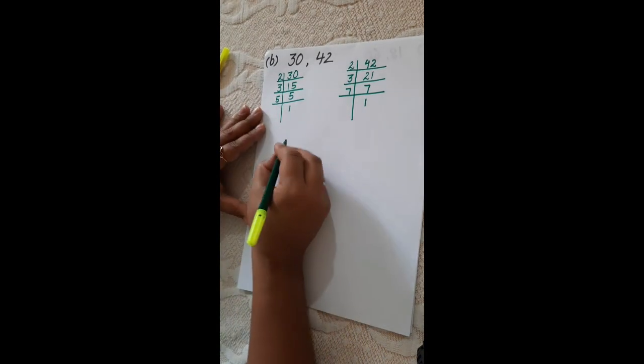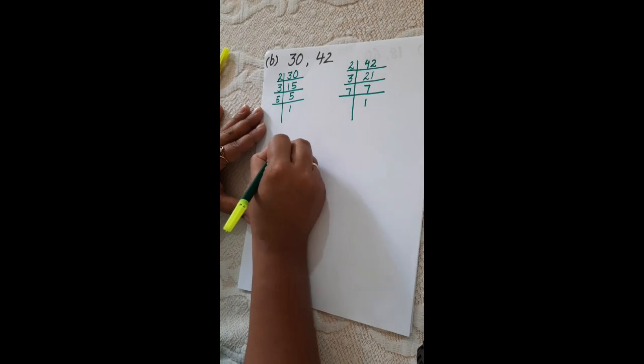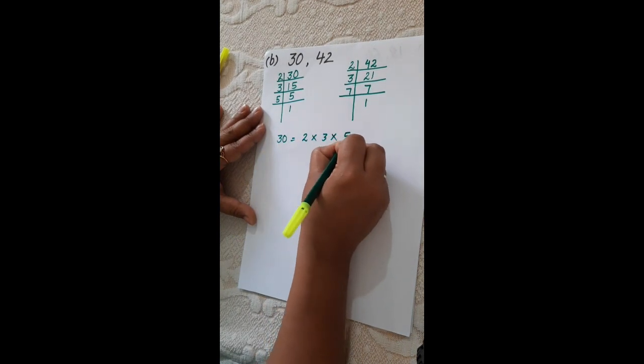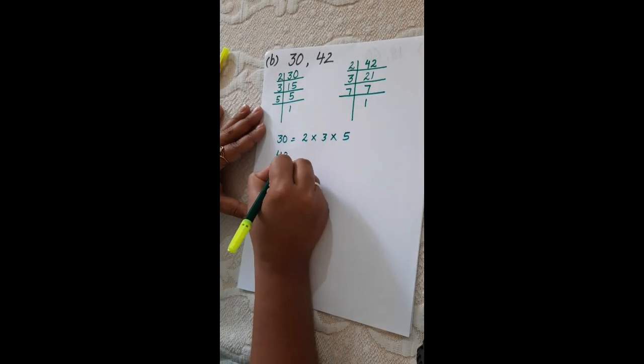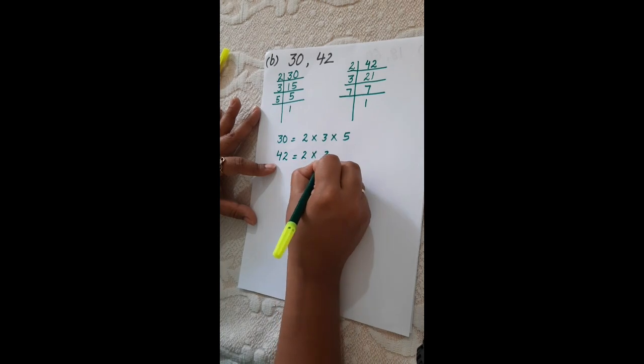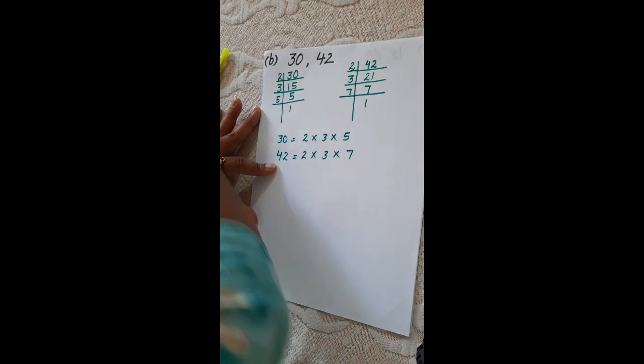So here, let's write the prime factorization of 30. That is 2 into 3 into 5. Then write the prime factorization of 42: 2 into 3 into 7.